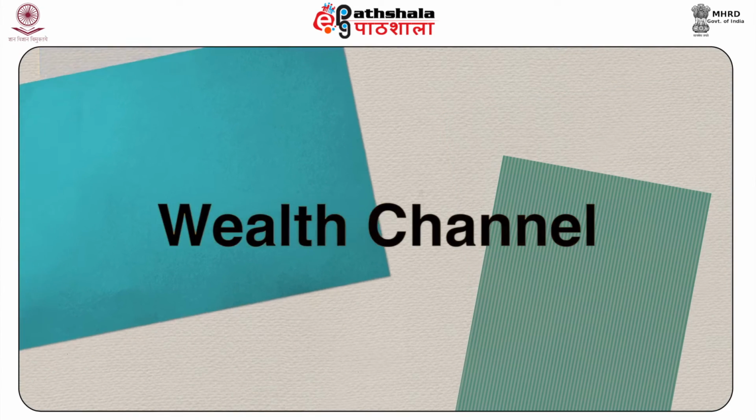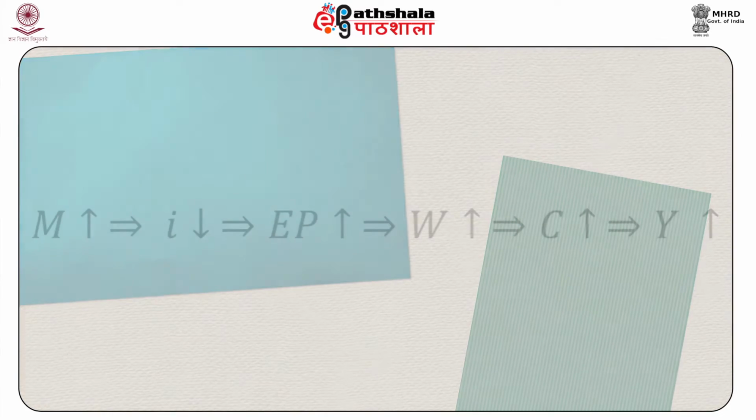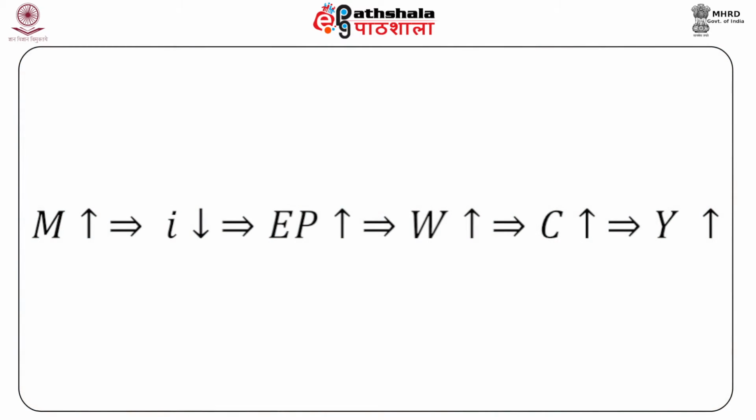The third channel is the wealth channel, which works in this way. M increases, leading to a fall in i, leading to an increase in EP, leading to an increase in W, further an increase in C, and then an increase in Y.